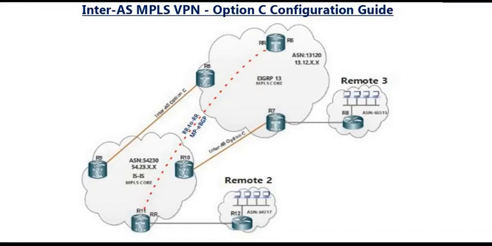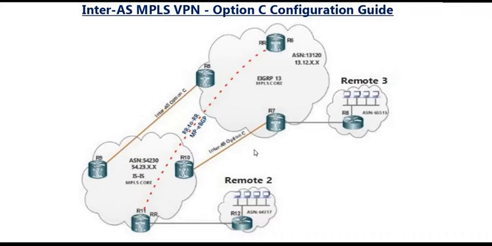Thank you for joining me in this configuration section of the video Inter-AS MPLS VPN option C. The focus of this section is on the configuration guide, which includes the steps that need to be taken when configuring the devices that participate in this solution. The aim of this video is to establish connectivity between remote 2 and remote 3 over the Inter-AS links that are indicated in this design.